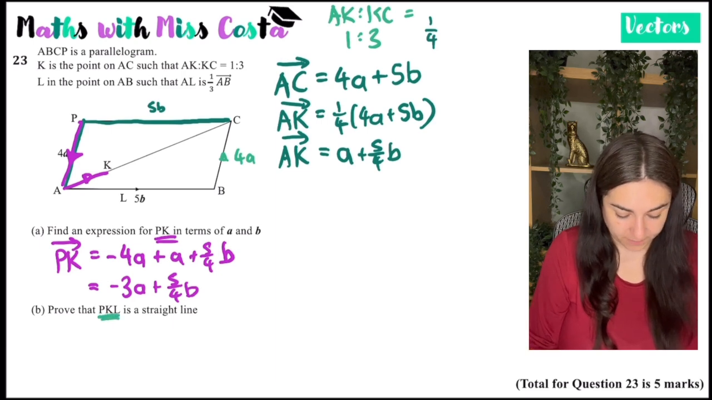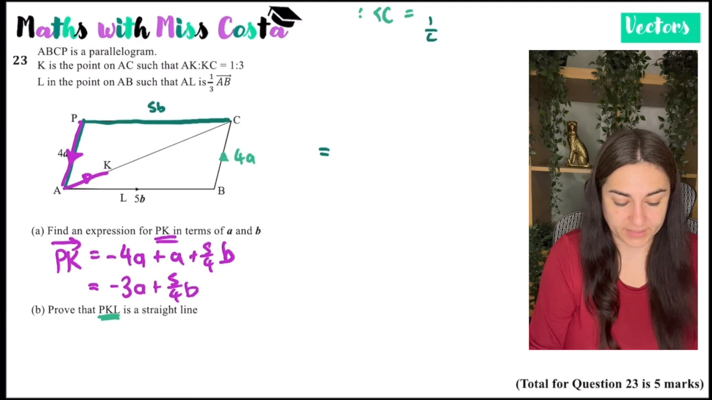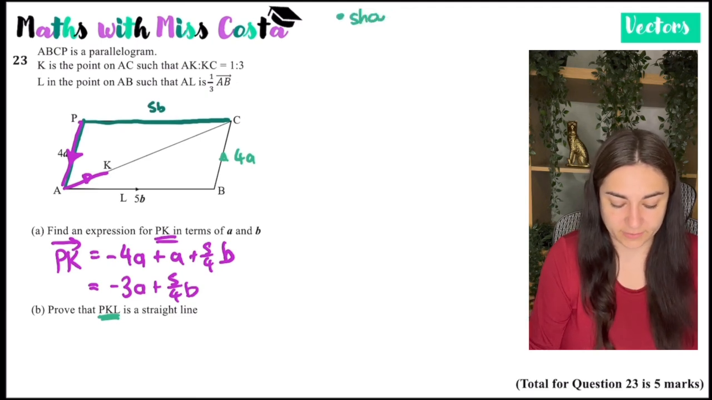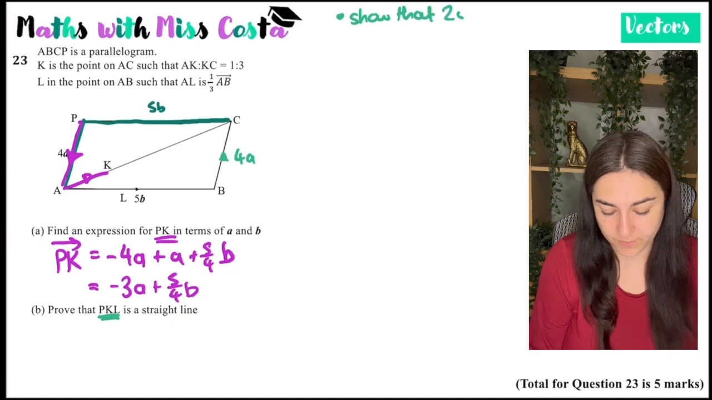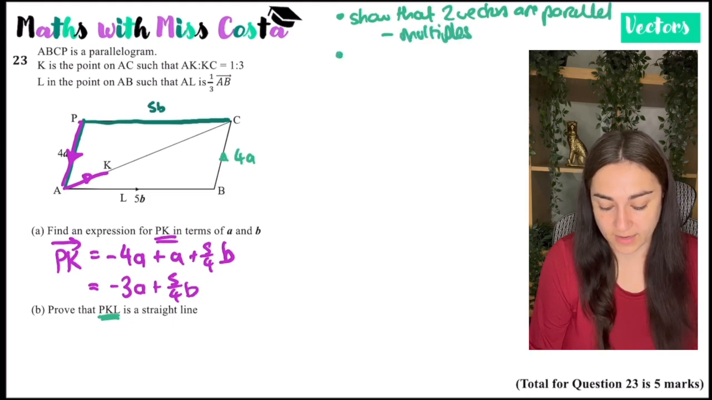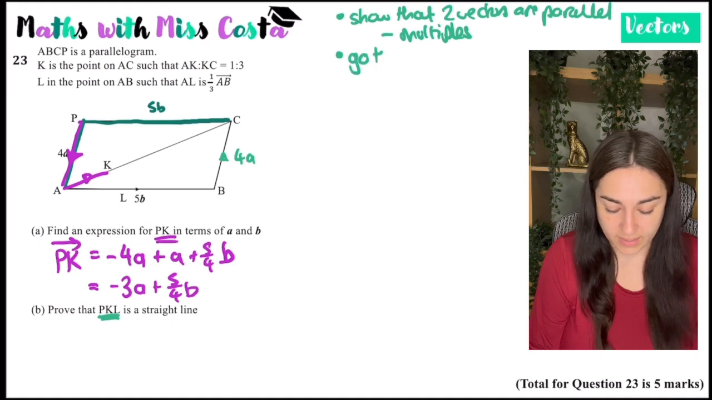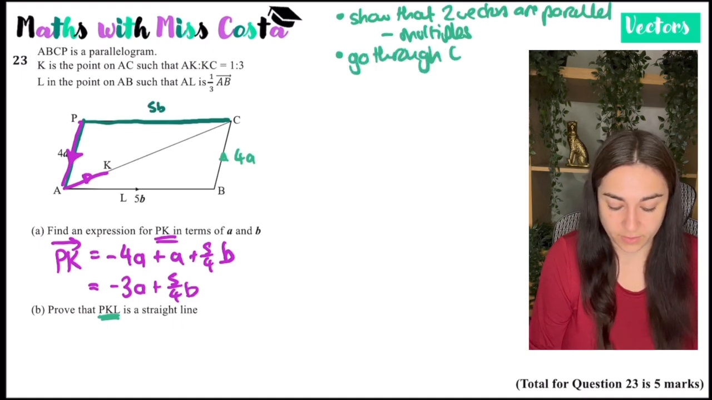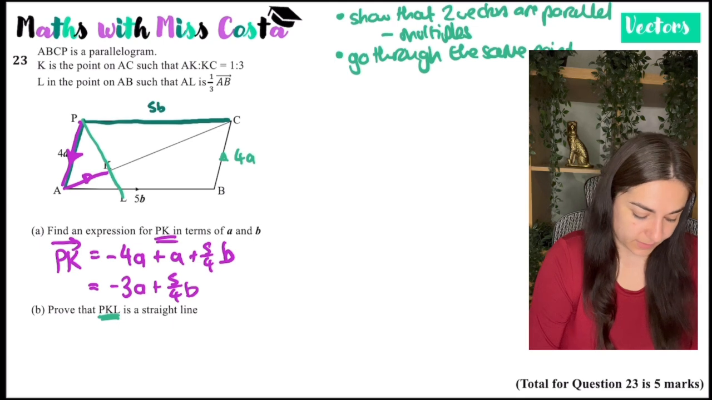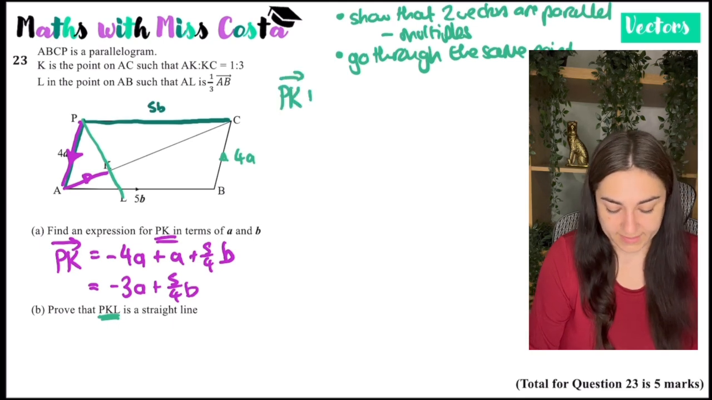Next, I need to prove that PKL is a straight line. So how do you prove that something is a straight line? Well, in order to prove that it's a straight line, you need to show that two vectors are parallel. And in order to show that they are parallel, you need to show that they are multiples of one another. And they also need to go through the same point. So let's think about the line PKL. It's over here. What vectors is that made up of?